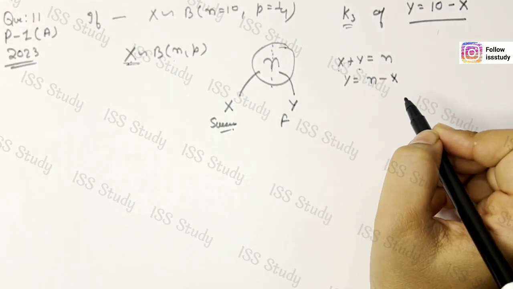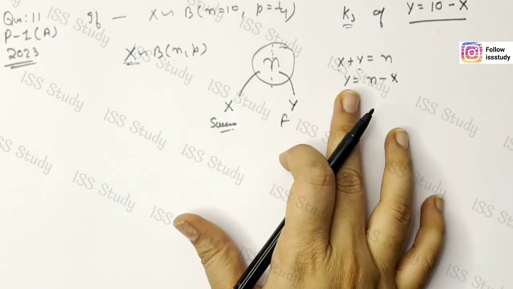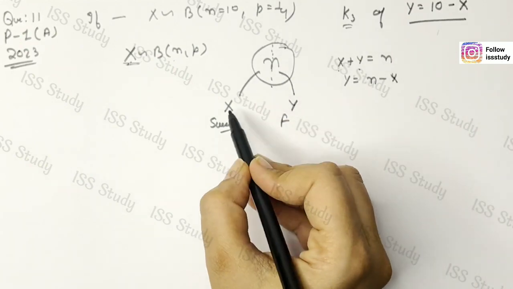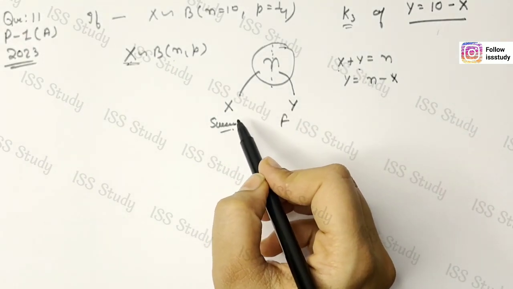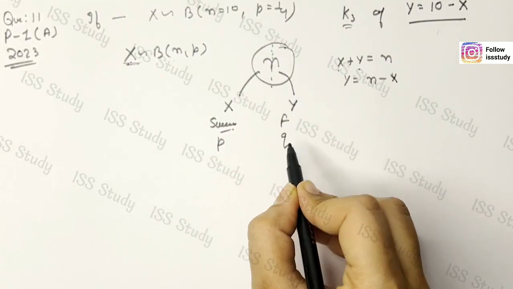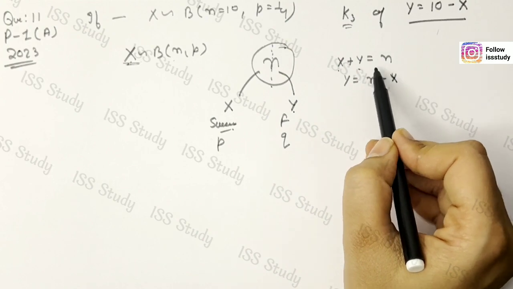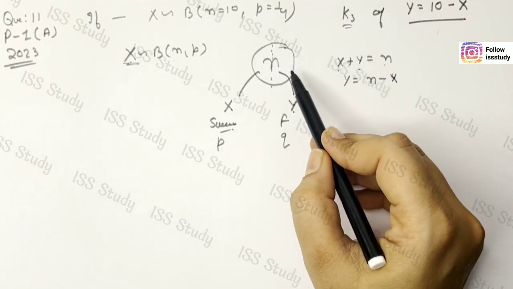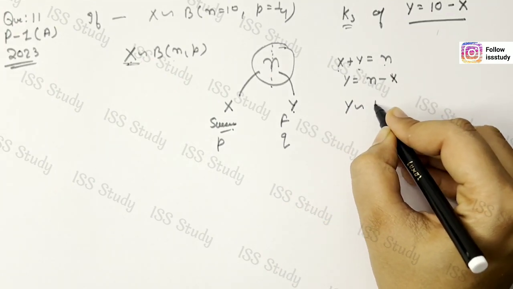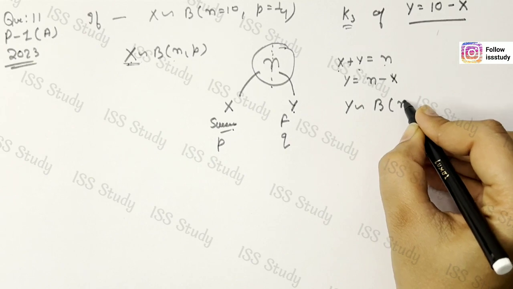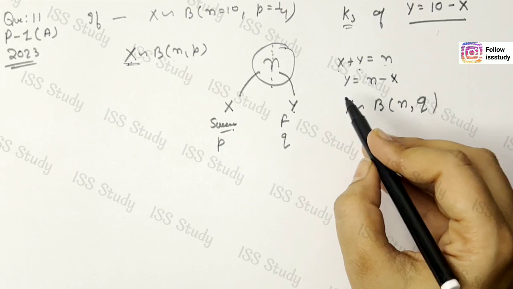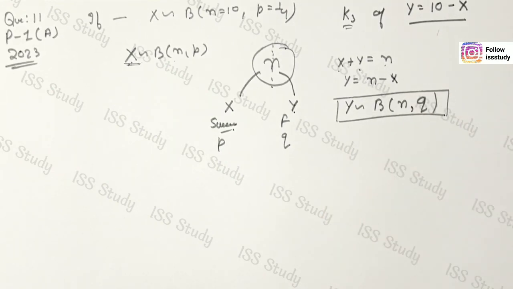Now we have to think: if y is representing the number of failures, we always consider the probability of success as p and the probability of failure as q. So if y is representing the number of failures in these n independent trials with probability q, then y also follows a binomial distribution with parameters n and q, because the probability of failure is always q. So this is one way to find the distribution of this y.